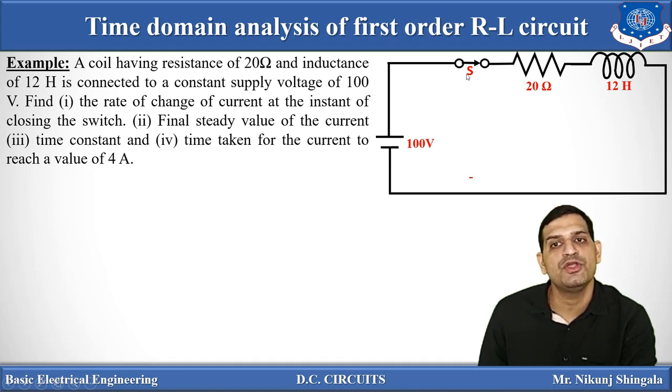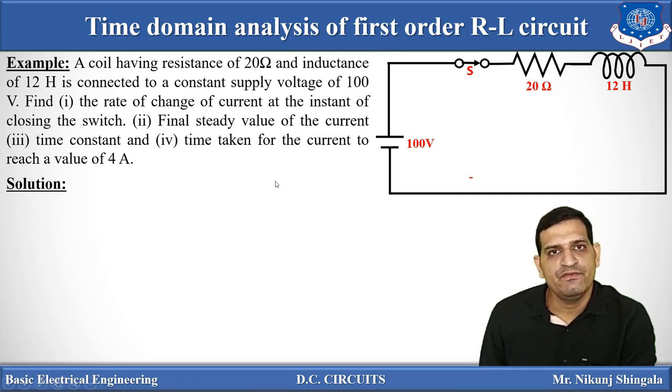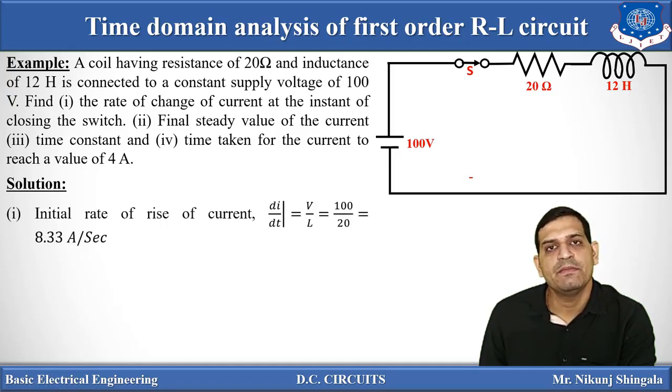At time t is equal to 0, what is the rate of change of current? Second, the final steady state value of the current. Third, the time constant, and fourth, the time taken for the current to reach a value of 4 ampere. So you have to determine 4 things in the given example. Starting with the first one, the initial rate of rise of current, that is di by dt. How can we find the value of di by dt?